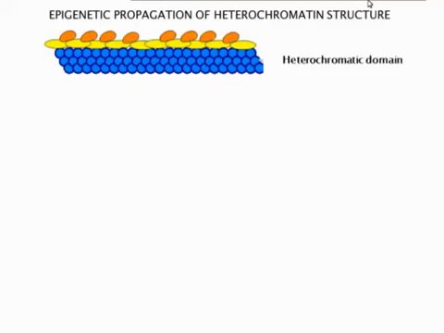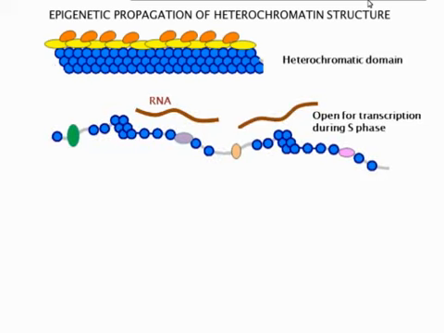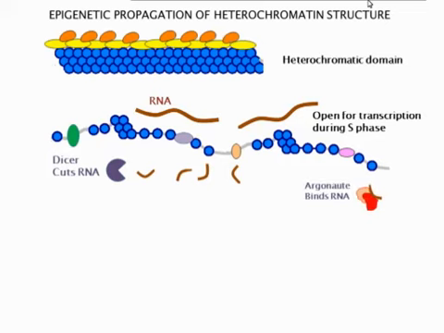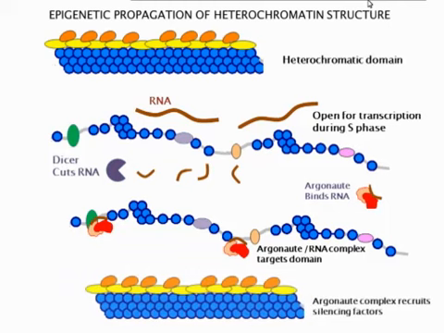So our picture is that our chicken heterochromatic domain is open for transcription during S phase. The Dicer cuts the RNA that's made into small pieces. We've seen them. That gets fed to Argonaute, which binds the RNA and targets it back to the chromatin, and we end up in the next generation with silent chromatin.